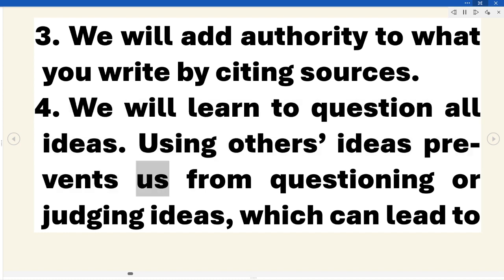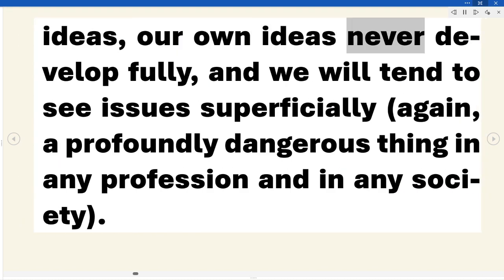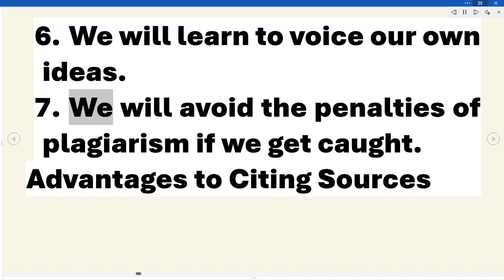Using others' ideas prevents us from questioning or judging ideas, which can lead to a willingness to accept ideas unthinkingly, a profoundly dangerous thing to do in any profession or society. Without struggling to understand, interpret, and argue with ideas, our own ideas never develop fully, and we will tend to see issues superficially, again, a profoundly dangerous thing in any profession and in any society. We will learn to voice our own ideas. We will avoid the penalties of plagiarism if we get caught.